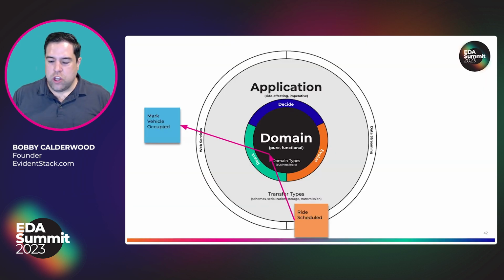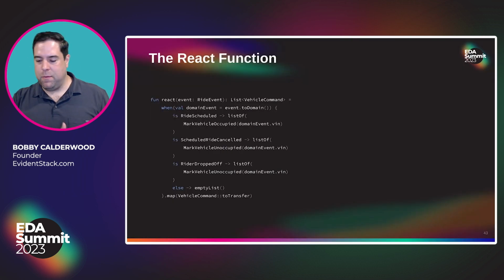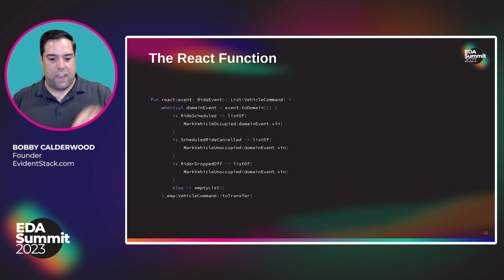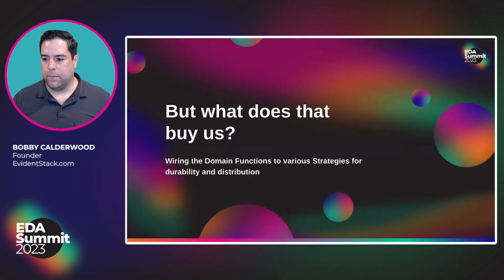React is unusual, and we won't spend too much time on it, but this is if I need to chain things together to import state from some other foreign domain. I need to import this state. We have this sort of messy situation where when a ride's scheduled, we need to take a vehicle out of circulation. And then when the ride is either canceled or dropped off, we need to put that vehicle back into circulation. That's what the React function is for.